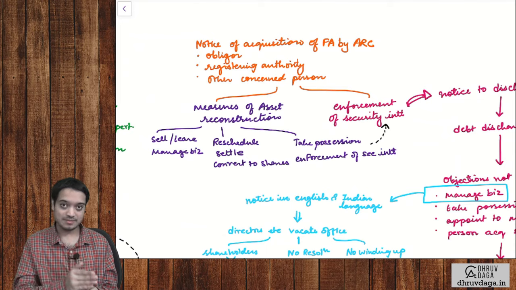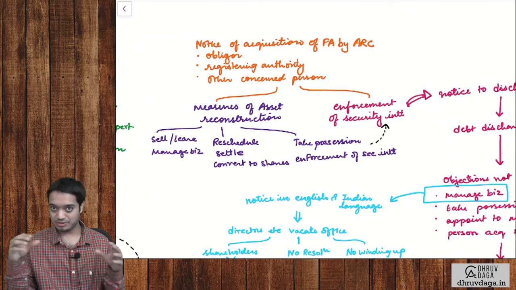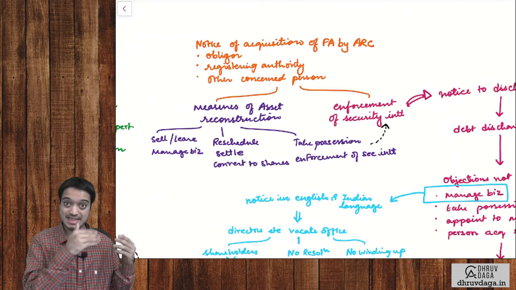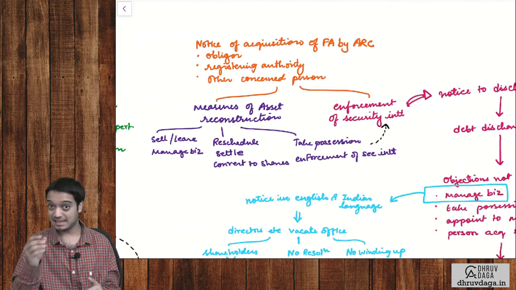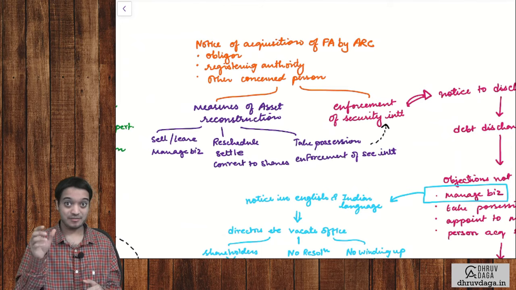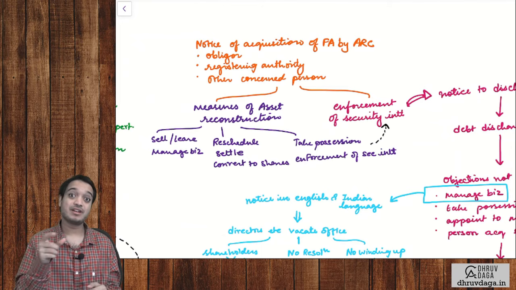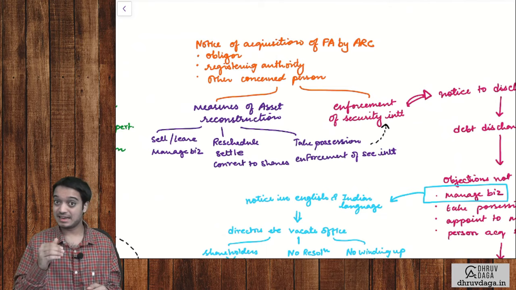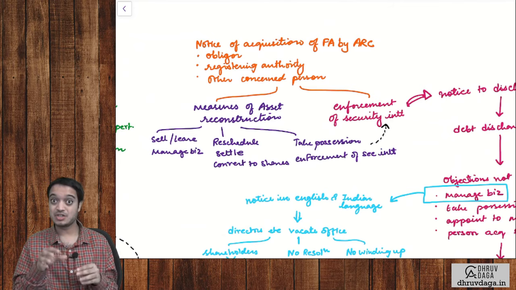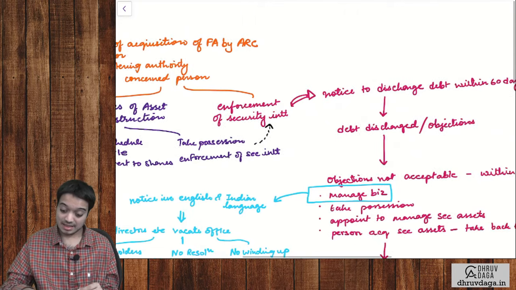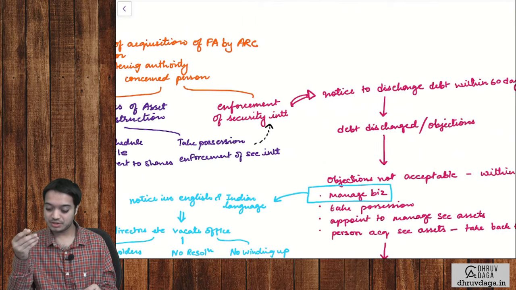So measures of asset reconstruction, what will those be? Let's divide it into 3 categories. Number 1, it can sell or lease the business, or it can take over the management of the business. Then it can reschedule the debts, or it can settle the debts for a lesser amount, or it can convert the debt into equity. The last category would be take possession of the assets or enforce the security interest. These cases are known as measures for asset reconstruction. The last one out of that was enforcement of security interest.